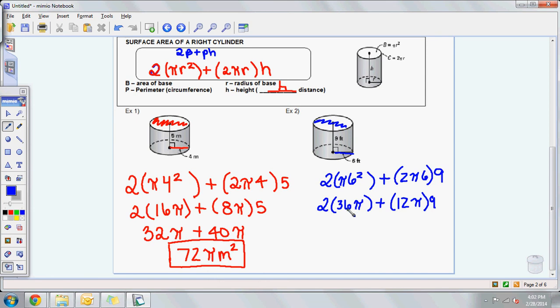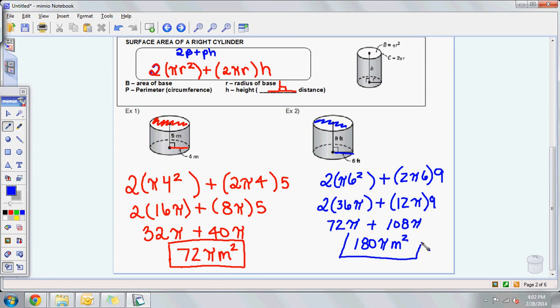All right, now I'm going to go through and simplify what's in the parentheses times the number outside. So 2 times 36 would give me 72 pi plus 12 times 9 is going to give you 108 pi. So my final step is I'm going to combine, just like if these were variables. So I do 72 pi plus 108 pi. It's going to give me 180 pi. And since it's area, I'm going to do meters squared.